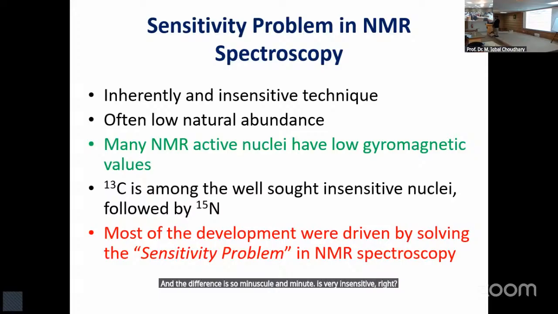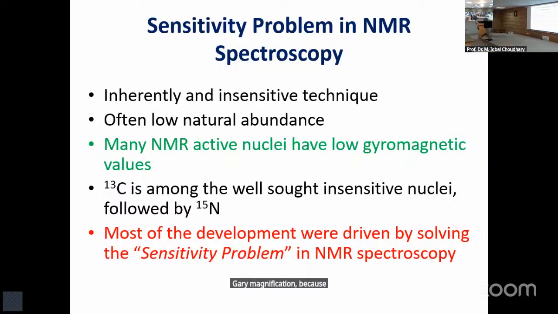Second, natural abundance of most of the nuclei except proton, NMR active nuclei, it is so low, right? Third, gyromagnetic ratio, because they're also poor magnets.